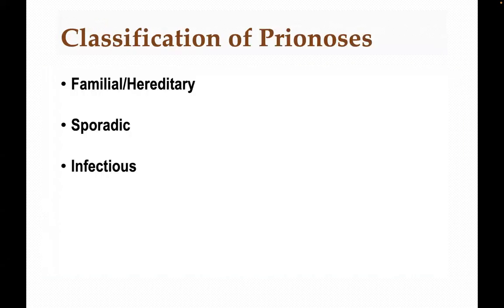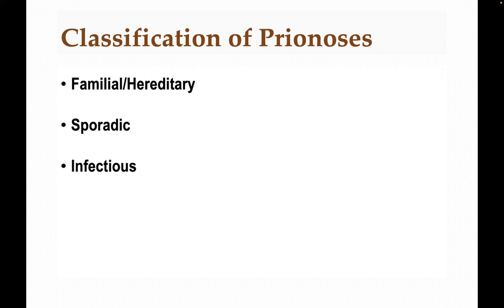So prionoses can be classified as either familial or hereditary. Those ones are genetic; they are transmitted genetically. And then we have the sporadic ones, which can occur due to point mutations in somatic cells. And then we have the ones that can be infectious. They can be transmitted probably via ingestion of meat or beef from an animal that is infected.